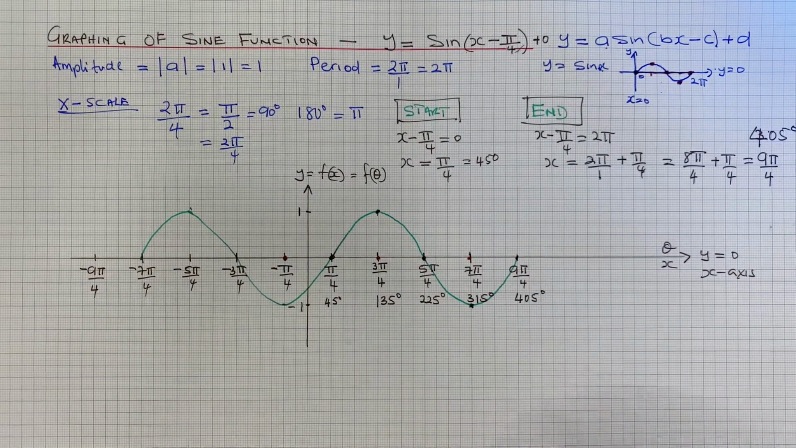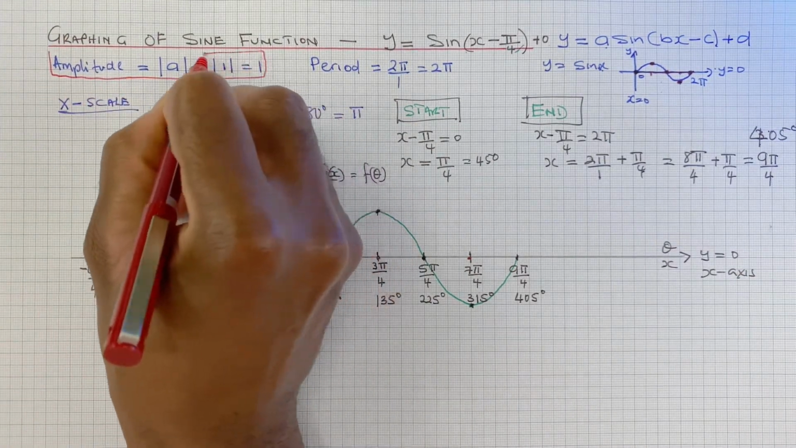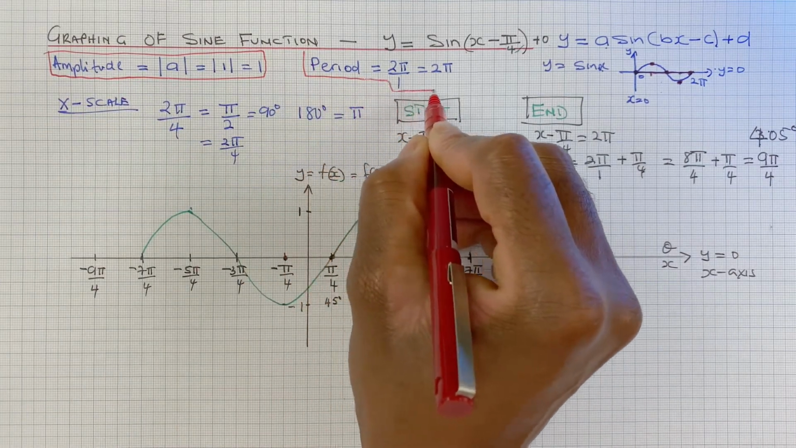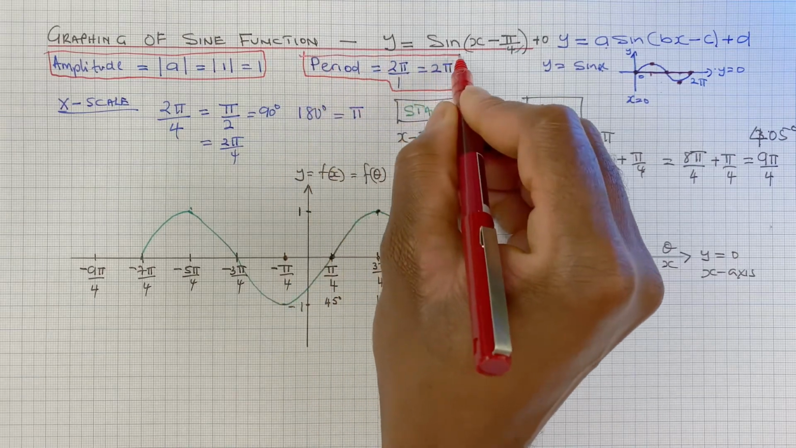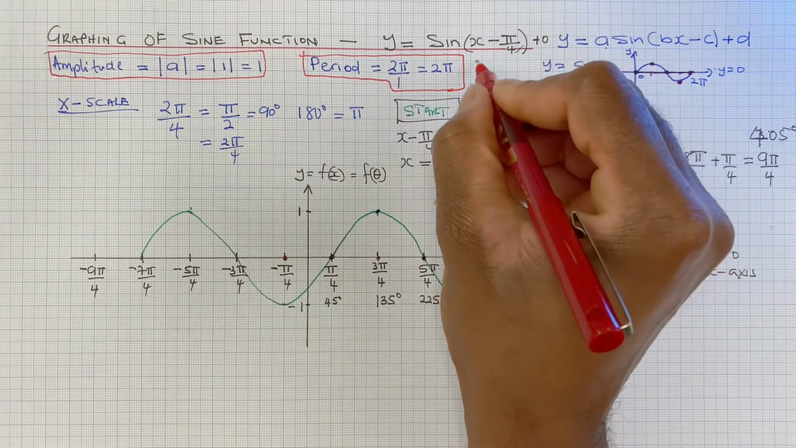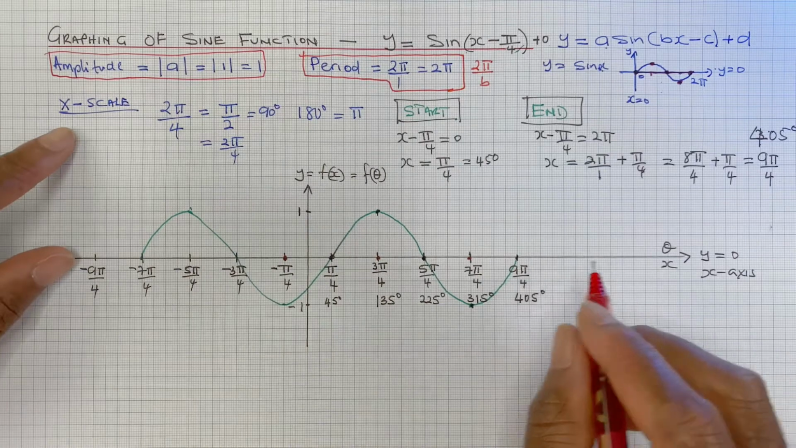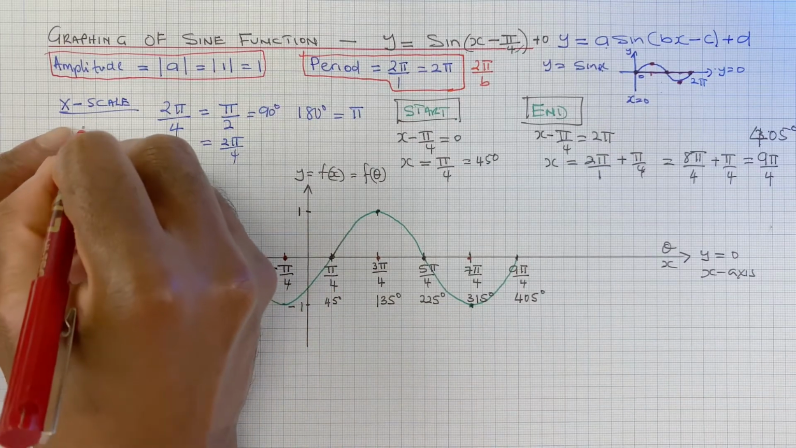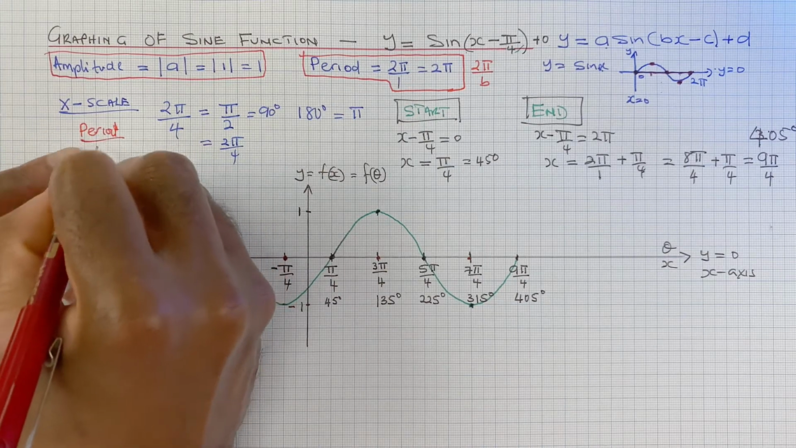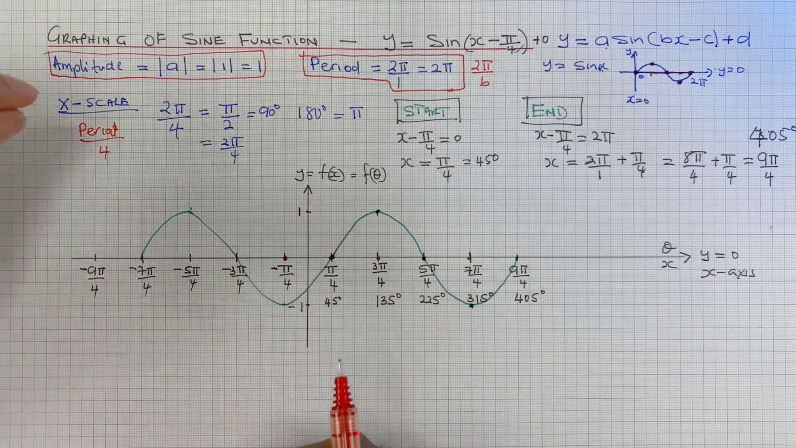So remember, you need to find your amplitude first. So find your amplitude, then you need to find your period. For sine or cosine, the period is always 2 pi over b. So that's the formula for period, 2 pi over b. And for scale, the x scale is always period over 4. For sine and cosine function, it's always period over 4.